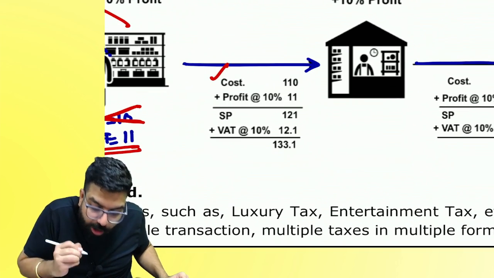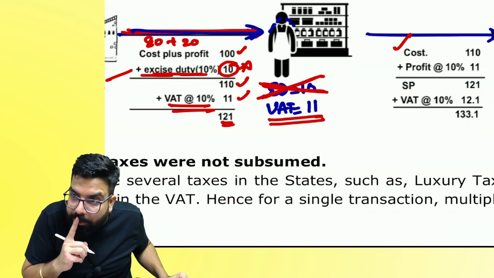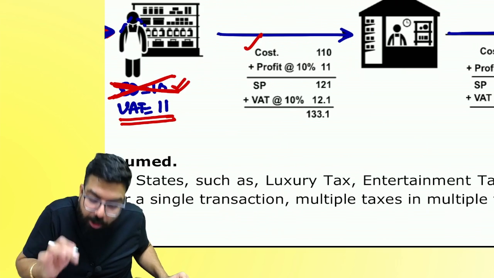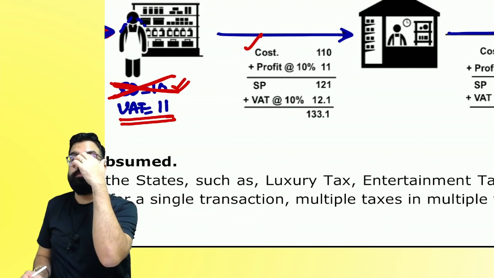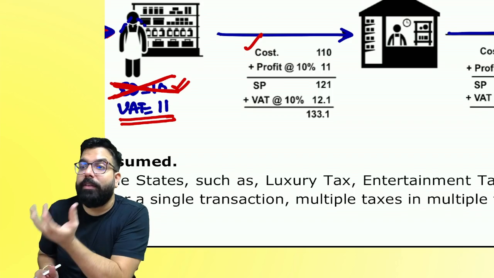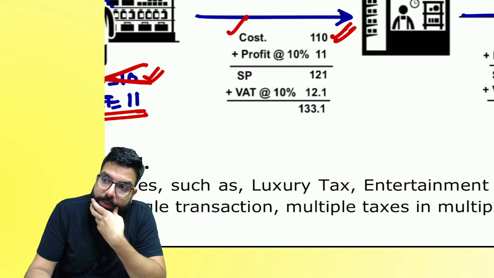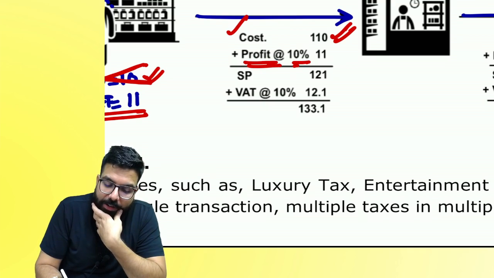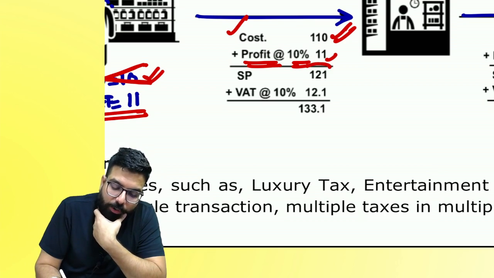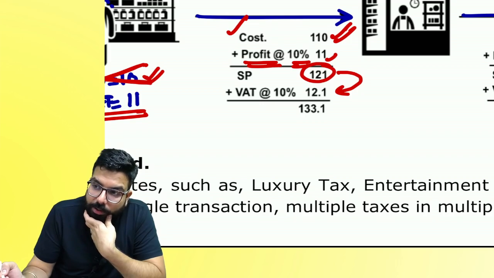Now, his cost is how much? If you would have got the credit, what would have been your cost, everyone? I want everyone to be louder. 100. Do you guys agree with me? But because he did not get this 10 rupees, it's his cost. This has 100 plus 10. On this, he will make a profit of 10%. Supposingly, he made a profit of 10%. He sold the goods for 120. On that, he will go ahead and now charge VAT.